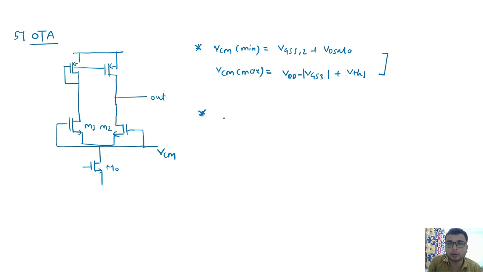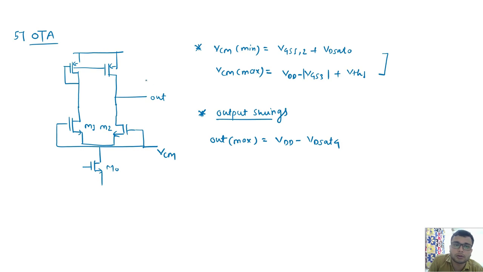Now if I want to calculate the output swing, first I will go for the maximum. Max value will be what? VDD minus VDSAT of 4. 3 or 4 means same. This is transistor 4, this is transistor 3. So what is the minimum value?